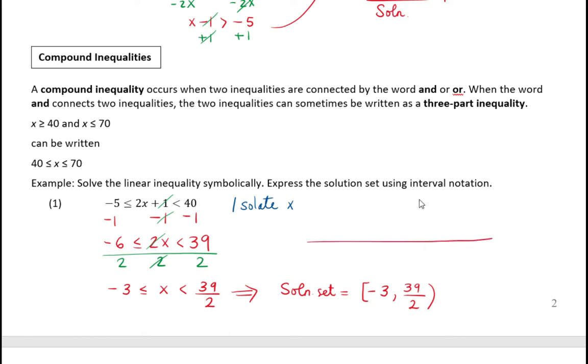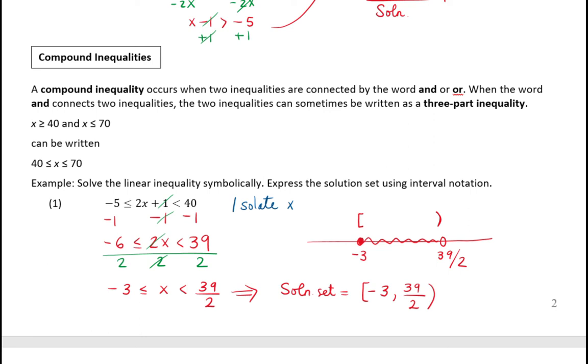So if you want to show it on the number line, that -3 is like a closed point, and then 39 over 2 is an open circle. Sometimes in interval notation, they put a bracket for the closed point and a parentheses for the open circle. That might be the case for different resources, so just be careful. But it's the same: the bracket means it's included and the parentheses means it's not included.